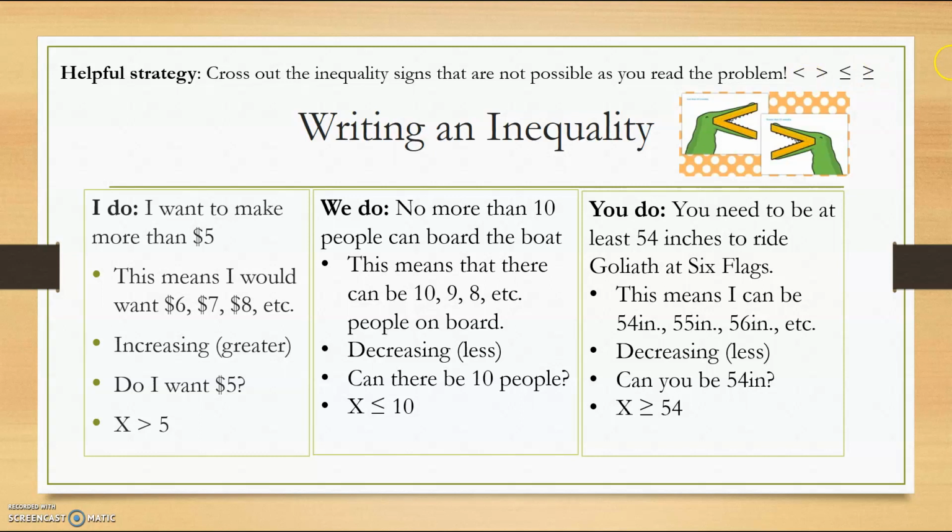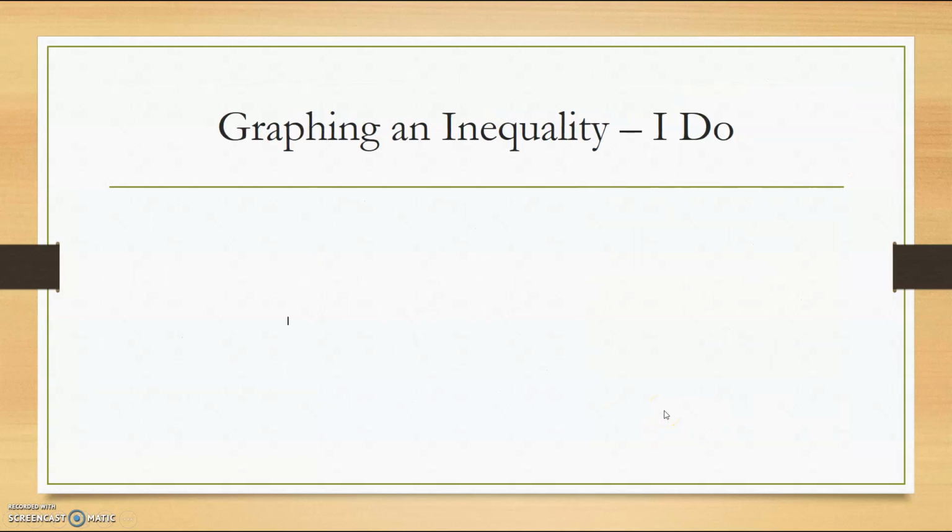And again, guys, that is my typo here. This should say increasing. You'll notice it says 54, 55, 56. That's our pattern. It's actually increasing, getting greater. Okay, so we would read our inequality as x is greater than or equal to 54. All right, so now we're going to graph the three inequalities we just wrote.